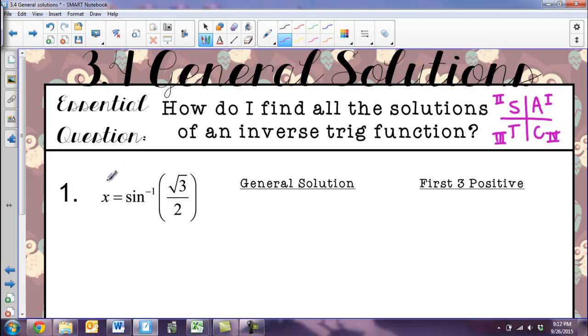So what you're going to see is something like this. They'll either give you an expression or they'll say x, and they want to know what angle would make this statement true. What angle has the sine of root 3 over 2? Basically, we're going to find an equation for all of the possible solutions and then name the first 3 positive ones that happen.